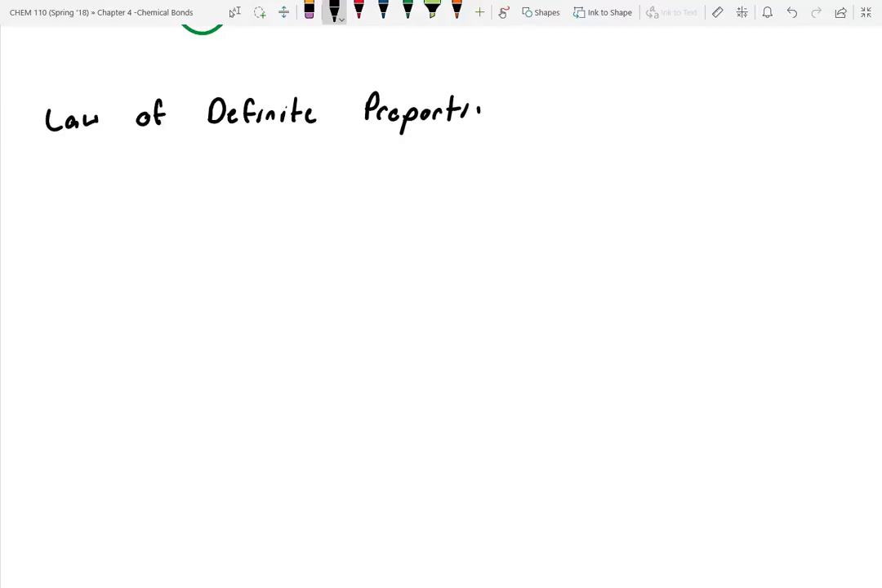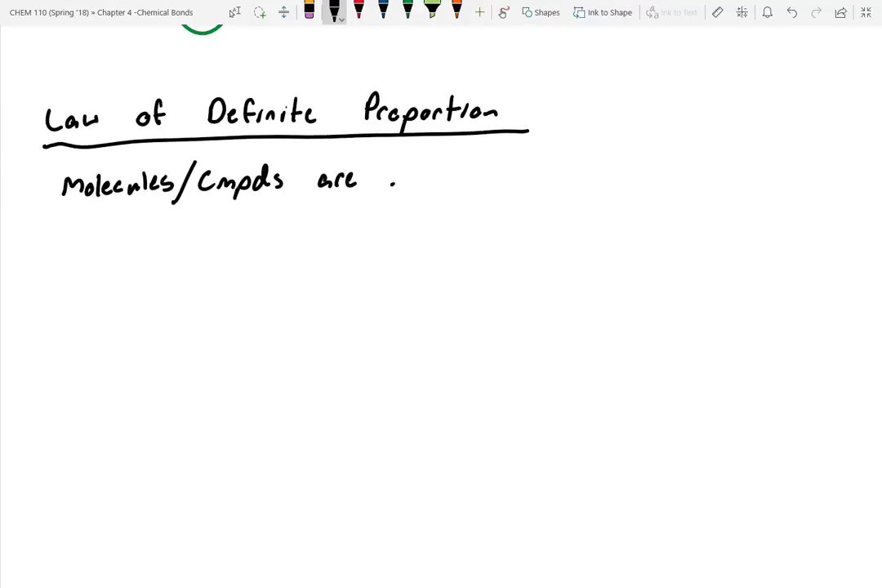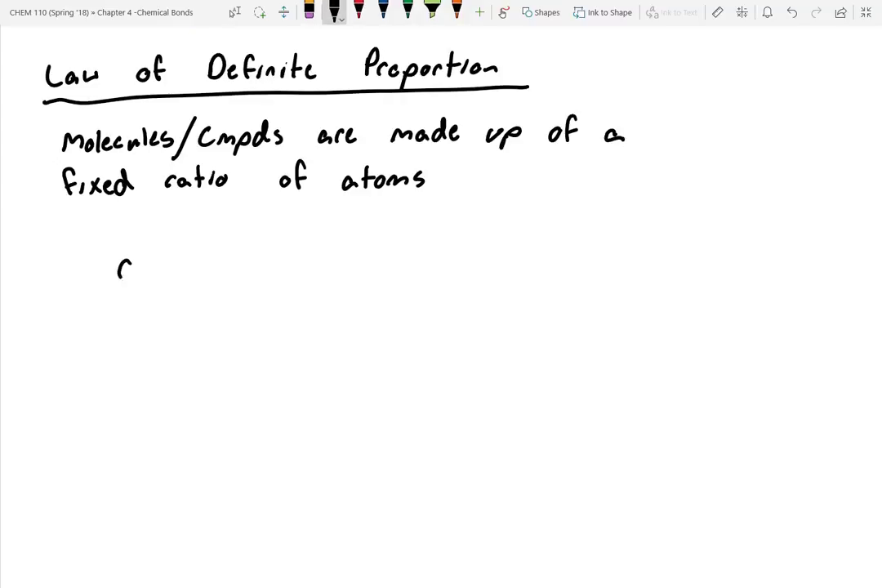It is interesting too, if you remember back to the law of definite proportions, what did that state? Does anybody remember? It was that molecules and compounds are made up of a fixed ratio of atoms. I'm just going to abbreviate this. And this is actually true for both covalent compounds and ionic compounds, but let's take a look at how they differ.